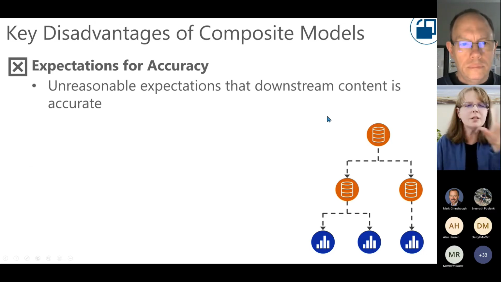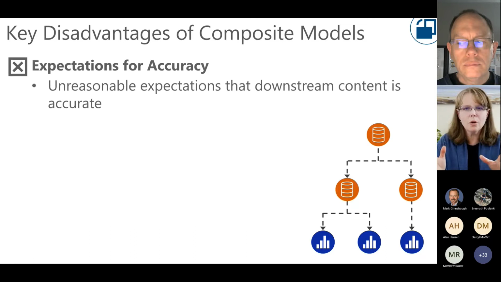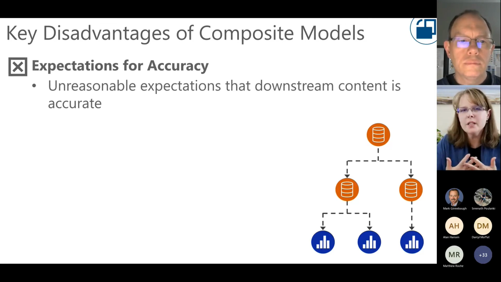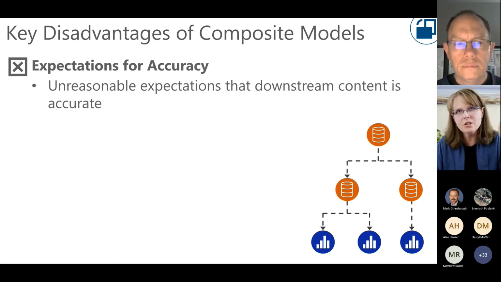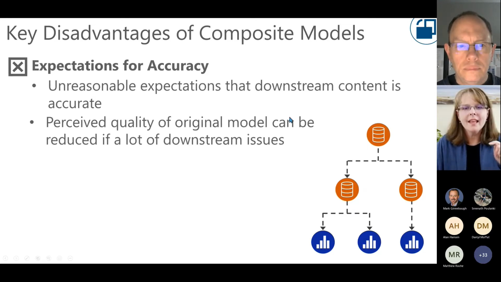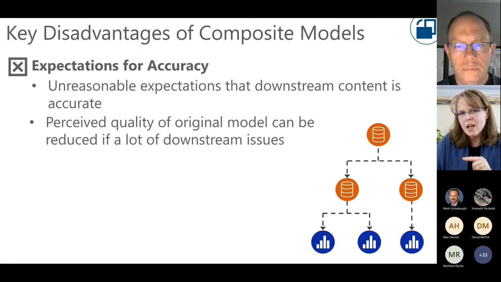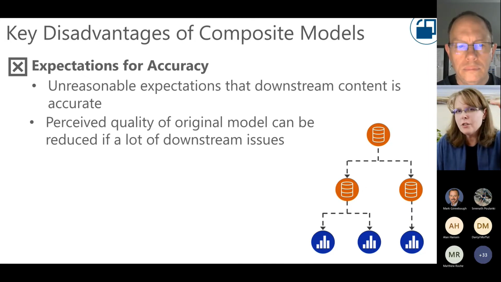Expectations for accuracy, very similar to the thing that we talked about a few minutes ago. So we start with the original organizational model, our golden data set, and that means we might have unreasonable expectations for the downstream content, that it's accurate, because just because you started from the original one doesn't mean you can't screw it up somewhere along the way. And the thing is, if the issues become bad enough, it can actually tarnish the trustworthiness of that original organizational model.